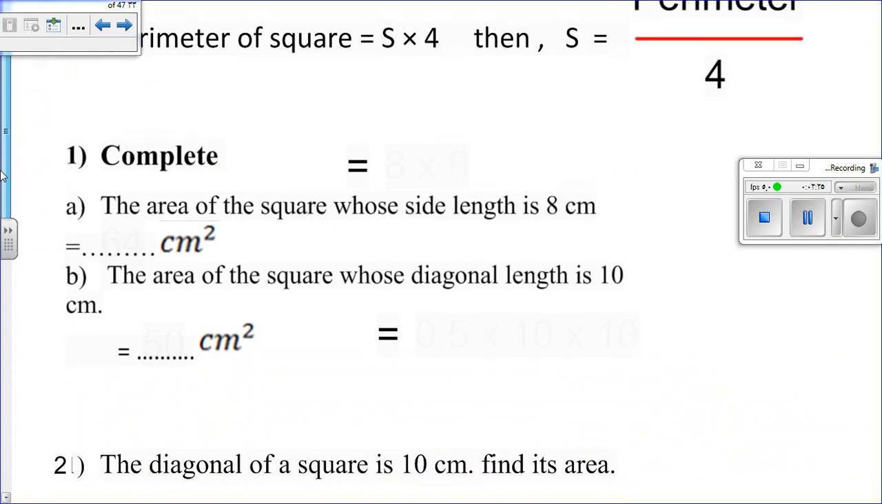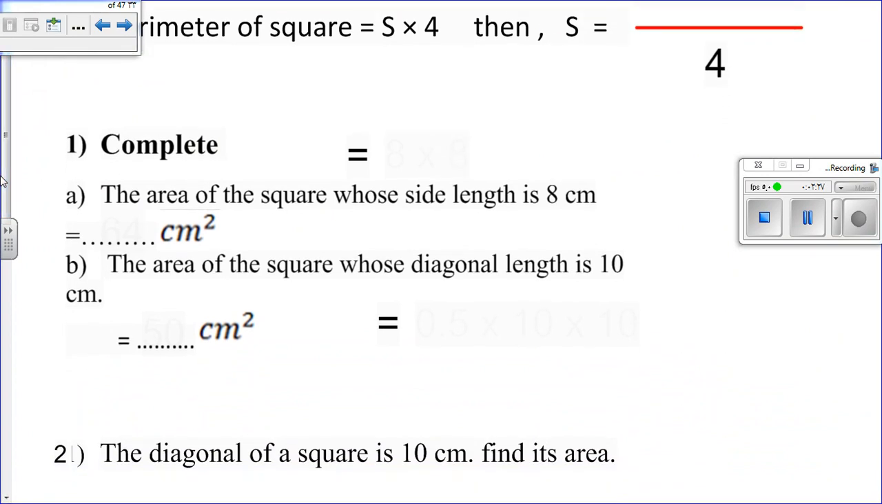Question 1, complete. The area of a square whose side length is 8 centimeter equals what? Squared centimeter. Okay, he asked me to get the area of a square. I have two rules to get the area. The first one is in terms of side length, the second one in terms of diagonal length. Here I have the side length, so I use the old rule which states area equals side by side, 8 by 8, which is 64 squared centimeter.